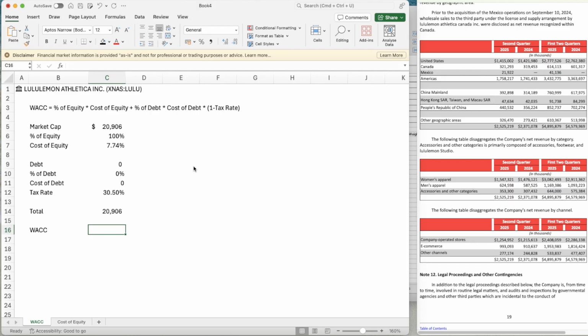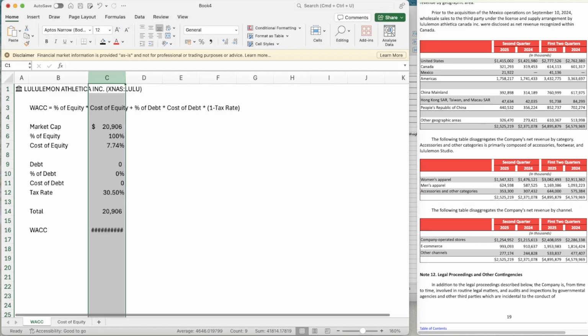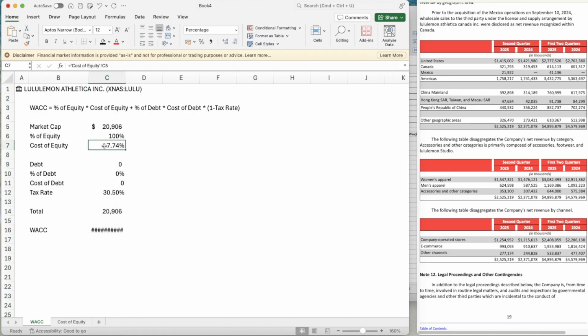But let's do it as if we were going to do it, because when we update the spreadsheet one day, Lululemon could have taken on quite a bit of debt, and we would want it to just dynamically fill. So we want the percentage of equity multiplied by the cost of equity plus the percentage of debt multiplied by the cost of debt multiplied by 1 minus the tax rate. And there we have it. There it is, 7.74% WACC.